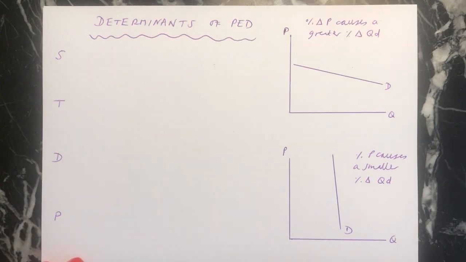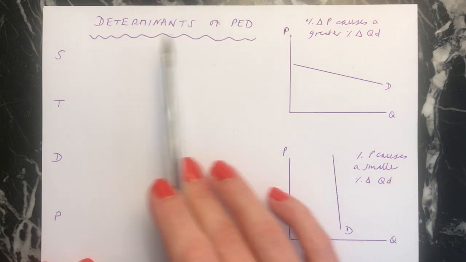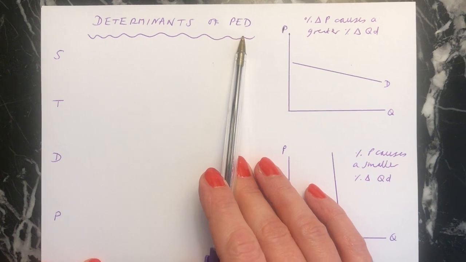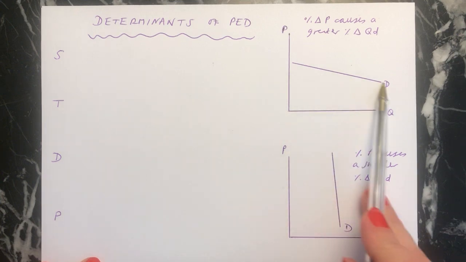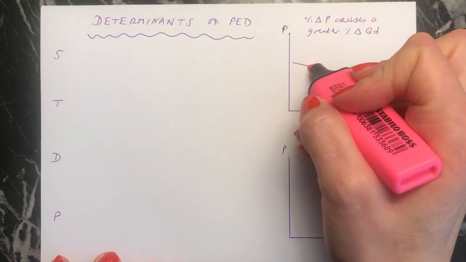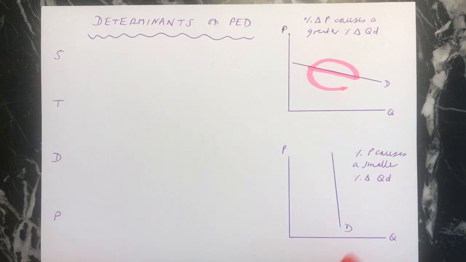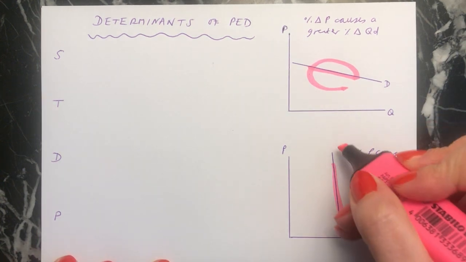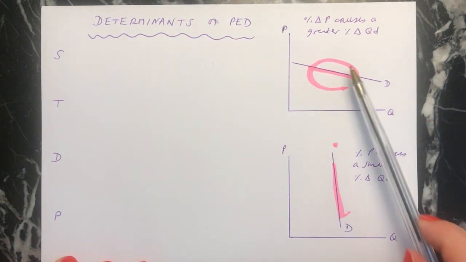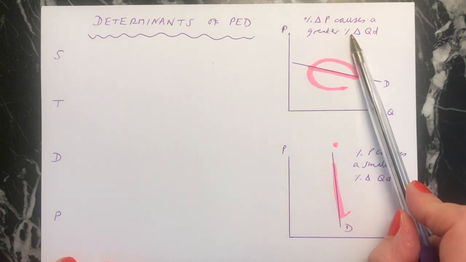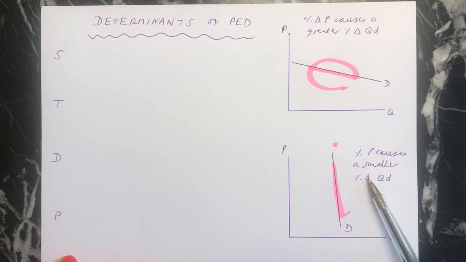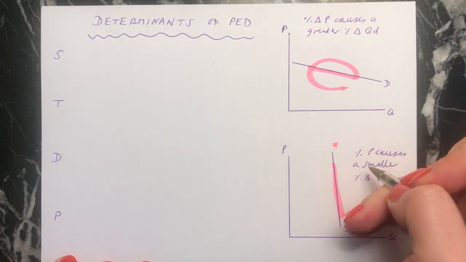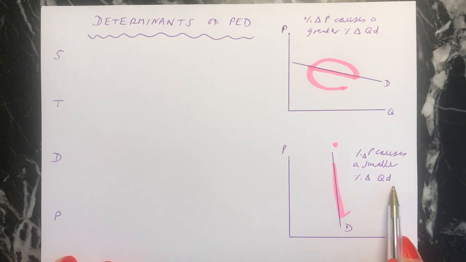Hi everybody, in this video we're going to look at the determinants of price elasticity of demand. So what causes the price elasticity of demand to be elastic? Remember this one looks more like an E for elastic, or to be more inelastic, this looks like an I. If it's elastic, a percentage change in price causes a greater percentage change in quantity demanded, and when it's inelastic, the percentage change in price causes a smaller percentage change in the quantity demanded.